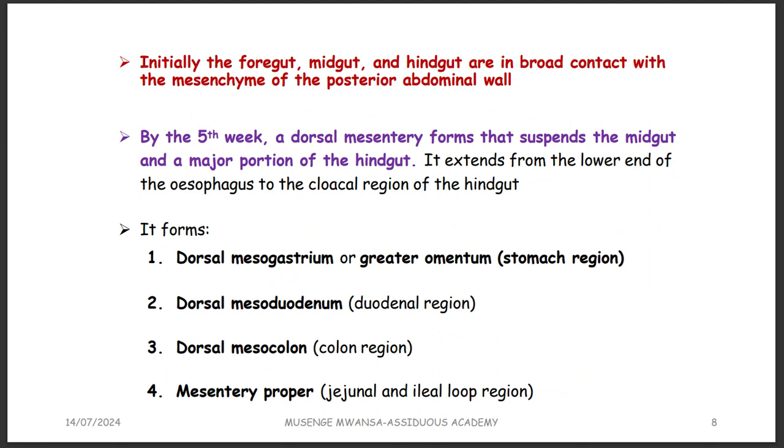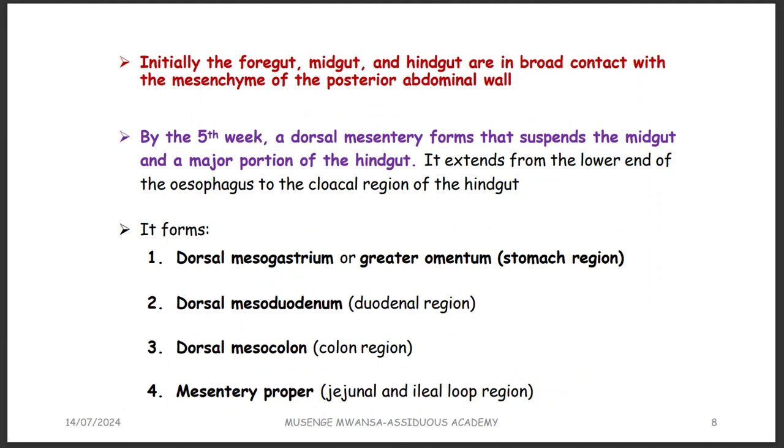What does this dorsal mesentery form? It would form the dorsal mesogastrium or greater omentum. You will see this when we talk about the gross anatomy of the GIT of the abdomen soon. So the greater omentum is like an apron-like structure that is in front that will cover the intestines. So it is coming from the dorsal mesentery.